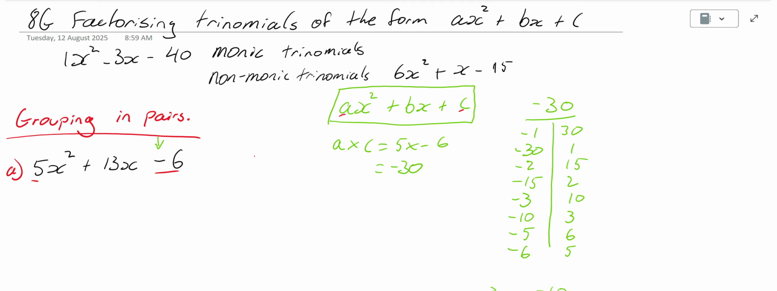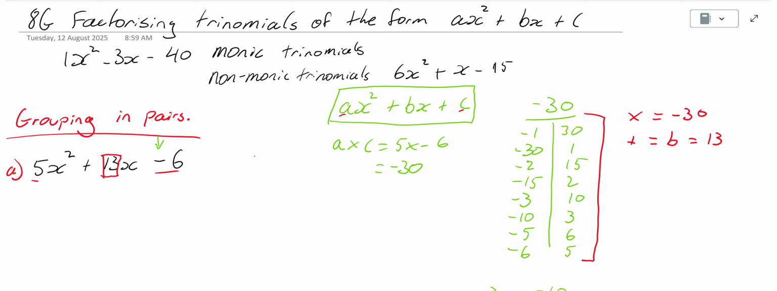We need to find two numbers that multiply to give negative 30. That's pretty easy, because we can choose any of those, because we've just factorized negative 30. But we need to find two numbers that add to give our b value, and our b value is positive 13. That's because we're going to split that 13x into two like we did on Monday, and then we're going to factorize by grouping in pairs.